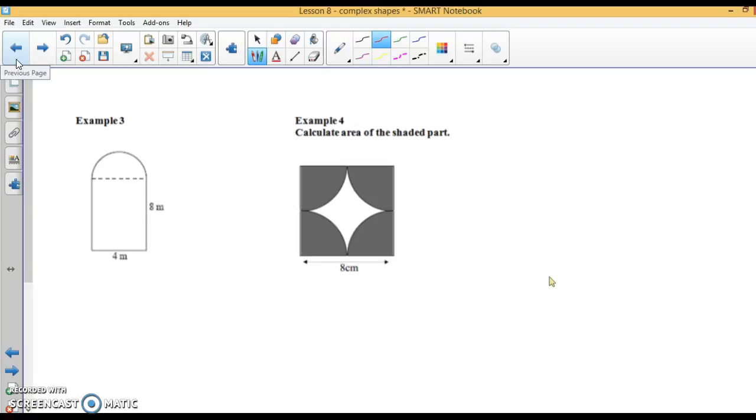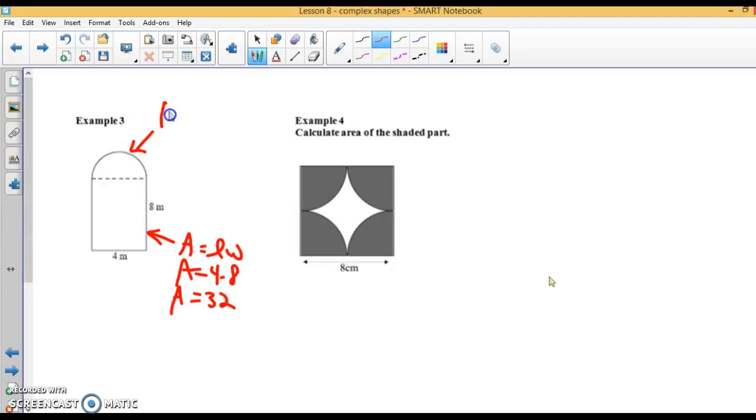All right, this one. We've got a rectangle and half of a circle. So my rectangle area is going to be length times width, which is going to be 4 times 8. That's easy, 32.